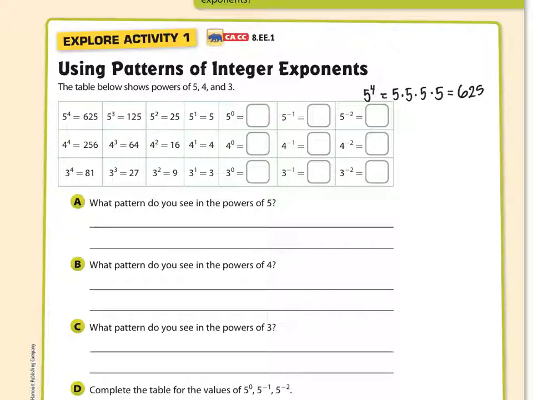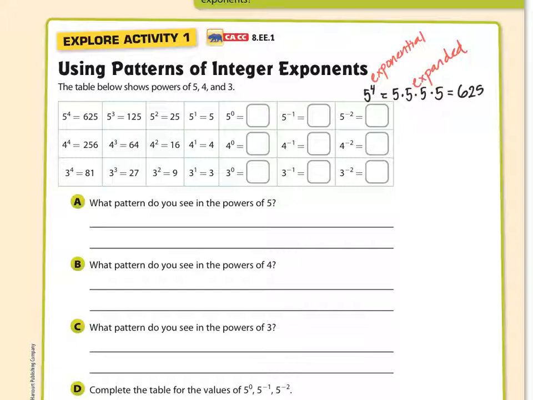So here is some vocabulary. The 5 to the 4th power is called exponential form or exponential notation. Okay, the 5 is our base and the 4 is the exponent. The exponent tells us how many times that base is being multiplied. The next part, 5 times 5 times 5 times 5, is called expanded form.